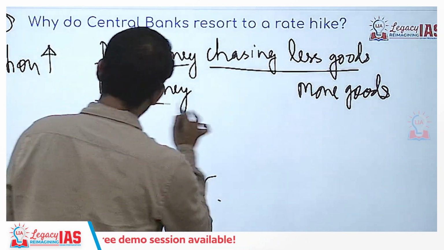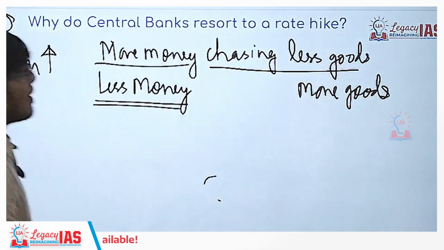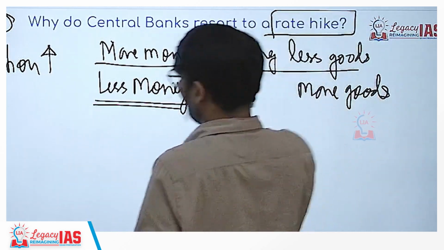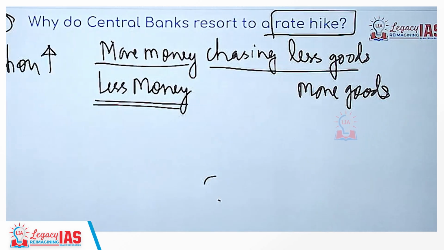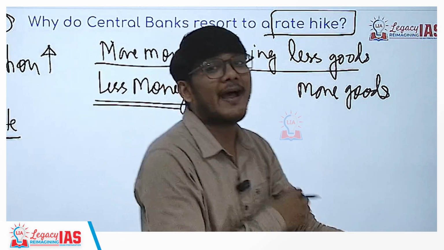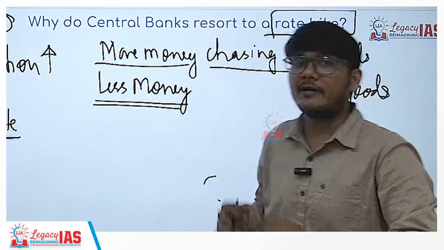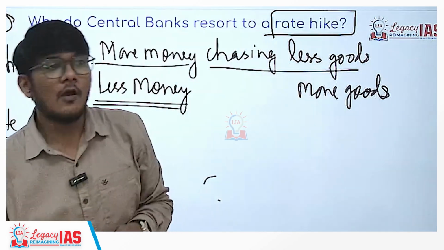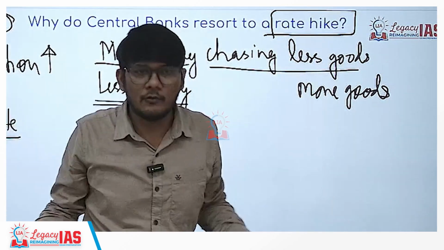So how do you make money less in the market? By increasing the interest rate, by increasing the repo rate. In India it is the repo rate. What is the repo rate? It is the rate at which the central bank, that is in India the Reserve Bank of India, gives money to the scheduled commercial banks, which then in turn loan to the people, to us.